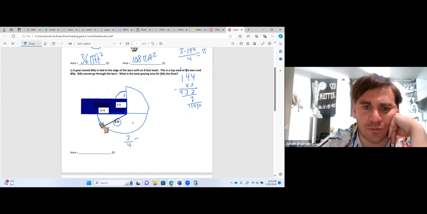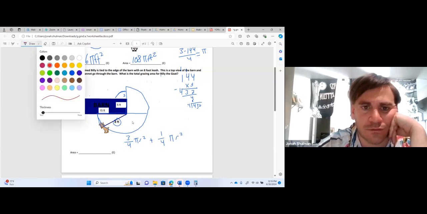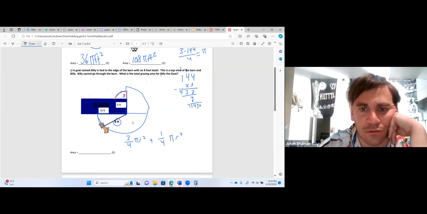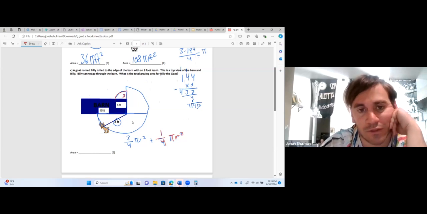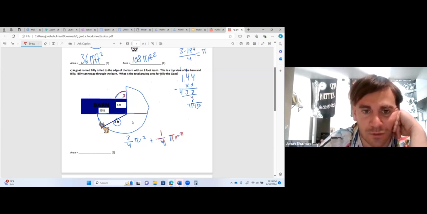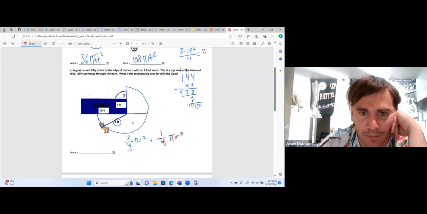So it's 3/4 pi r squared plus 1/4 pi r squared. I'll do a different color for the little one. So notice that this is 3/4 of a circle and this is 1/4 of a circle. So the first one's 8 feet all the way around, then it gets kind of caught up here. So here we go. 3/4 times 8 squared pi plus 1/4 times 3 squared pi.